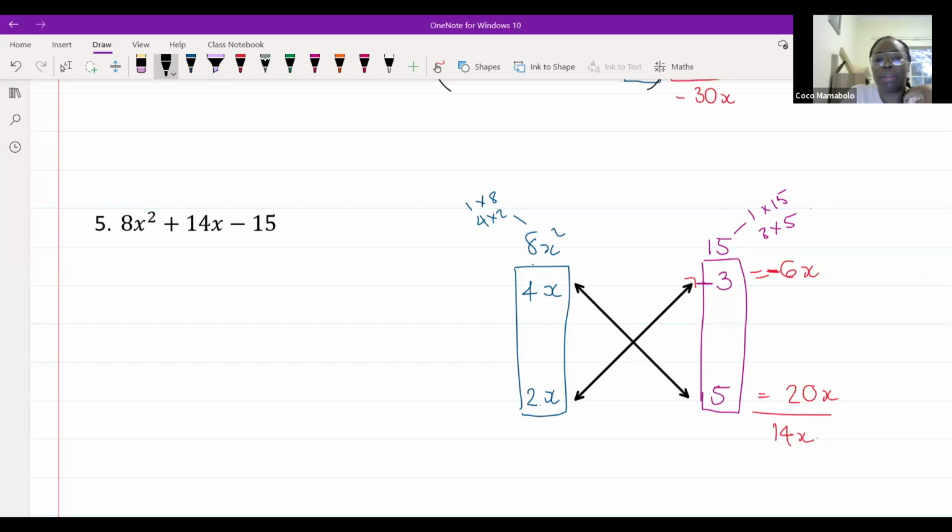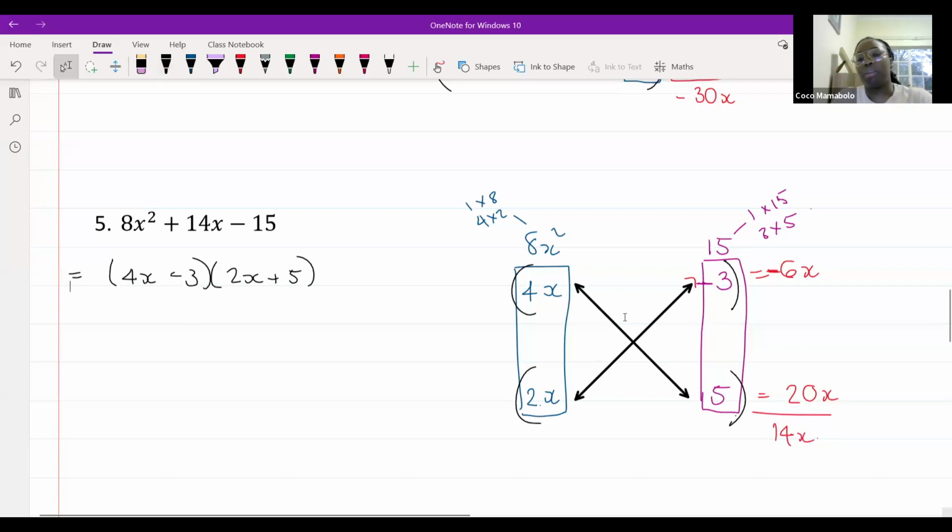Then I'm going to put them in my bracket exactly the way I see them. Just like that. And that's going to give me 4x minus 3, and at the bottom, 2x plus 5. Well done. Some of you guys got that out in like 2 minutes. You guys are just killing it. Well done, guys. Amazing work. Very nicely done.